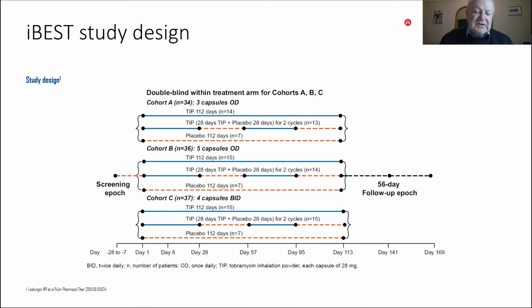This study design was a phase 2 study to inform the dose that would potentially be taken to a phase 3 program.